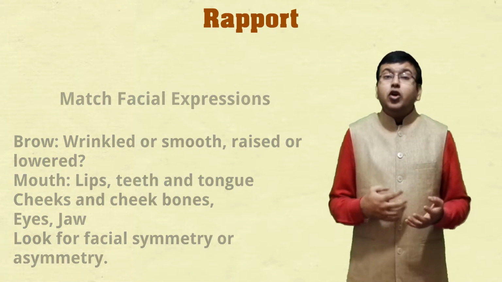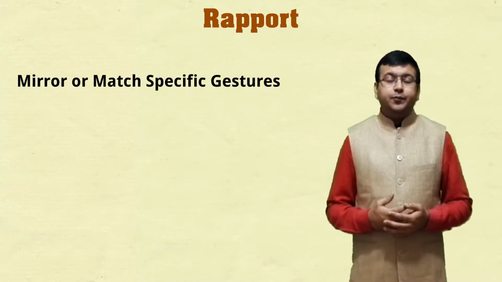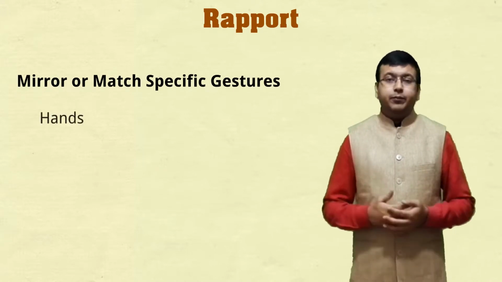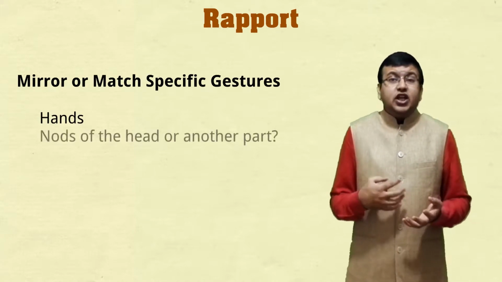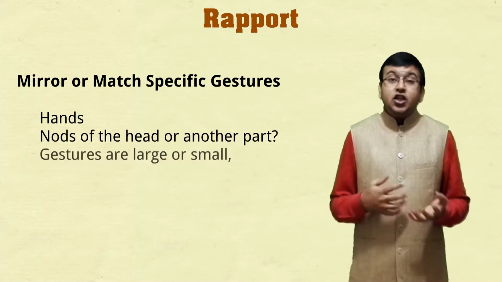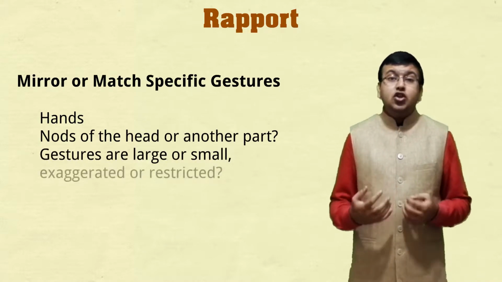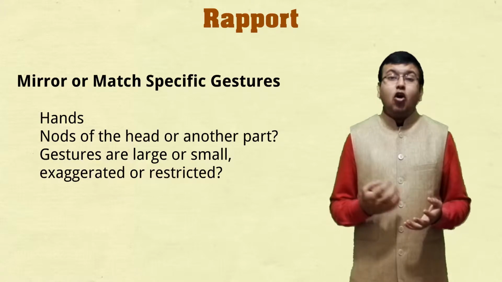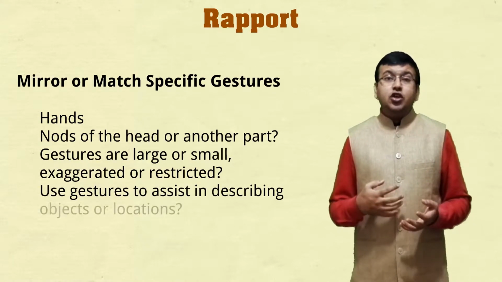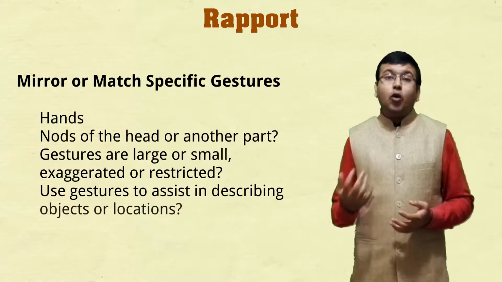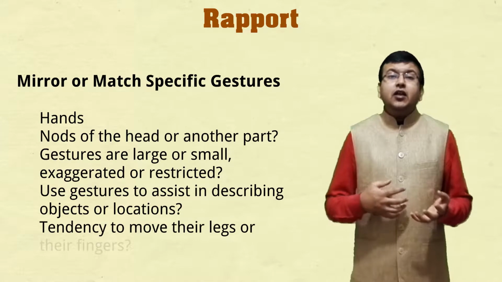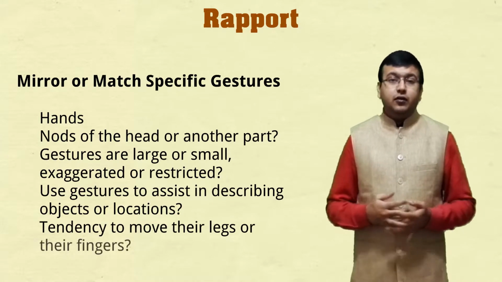You can also mirror or match specific gestures. So check whether they gesture with their hands in a particular way, or they gesture with nods of head or another part of the body. Check the gestures are large or small, exaggerated or restricted. Check whether they use gestures to assist in describing objects or locations. Check whether they have a tendency to move their legs or their fingers.